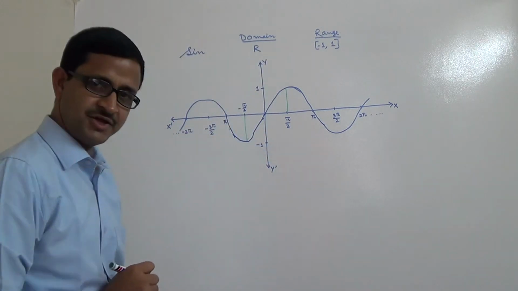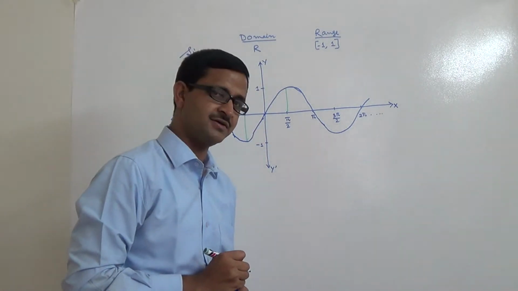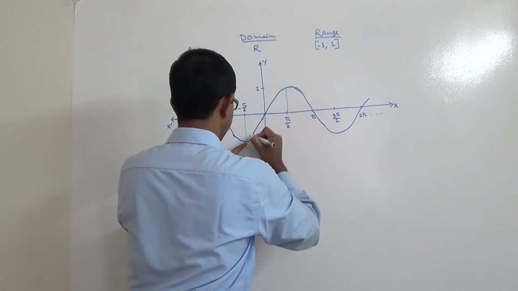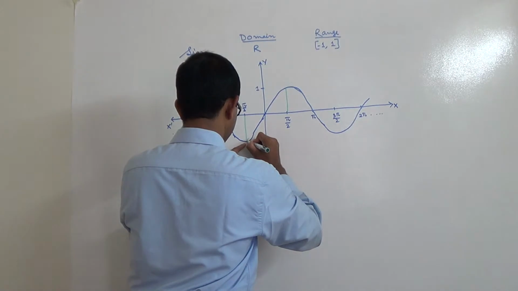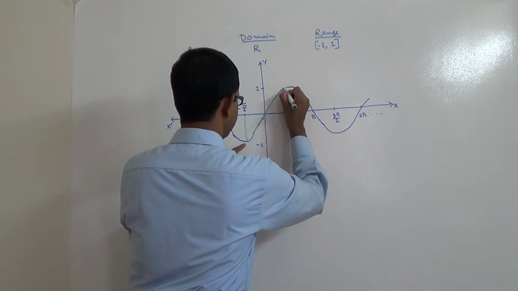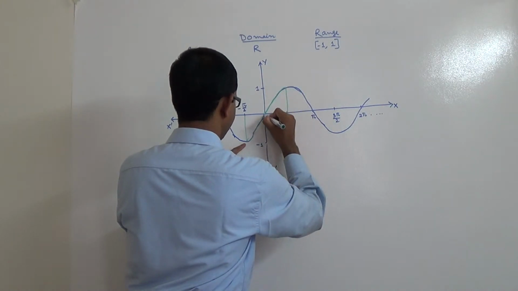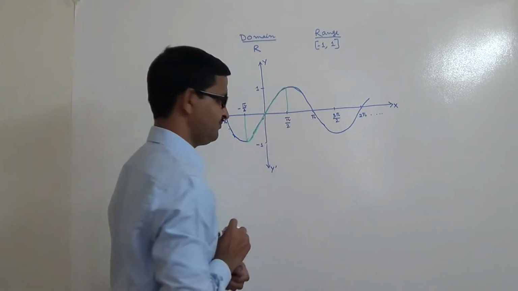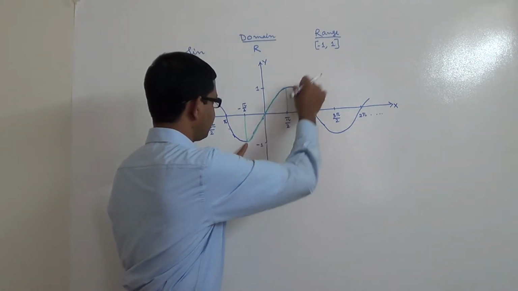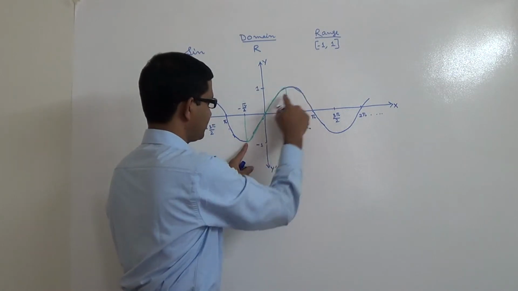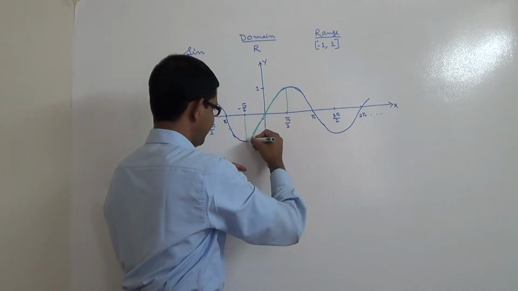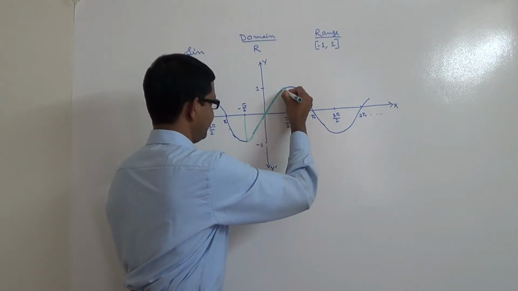The point is that if we restrict the domain of the function sine from -pi/2 to pi/2, that means if we consider only this portion of the curve of sine, then we can say yes, the function sine is one-one. Why is it one-one? Because if you take any value from -pi/2 to pi/2, the values of sine are distinct, right? Just like this, they are distinct.